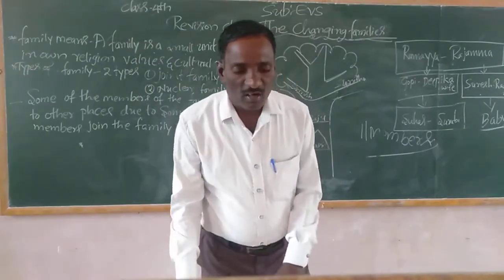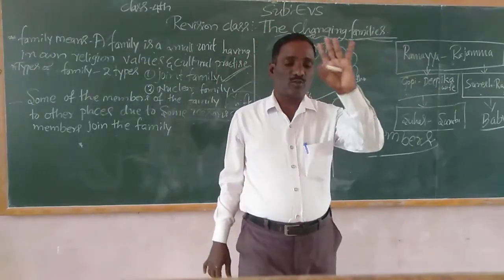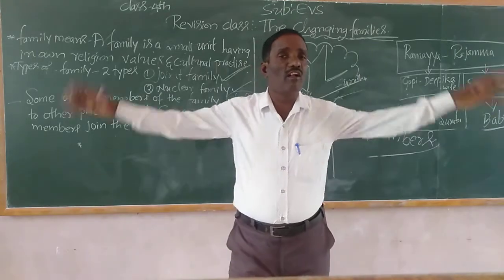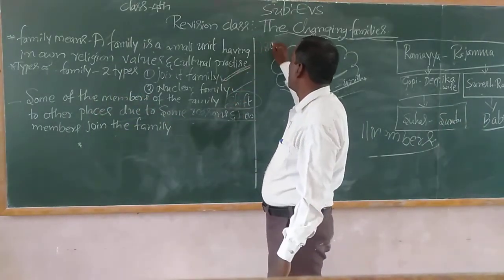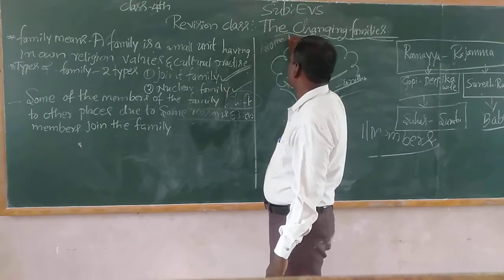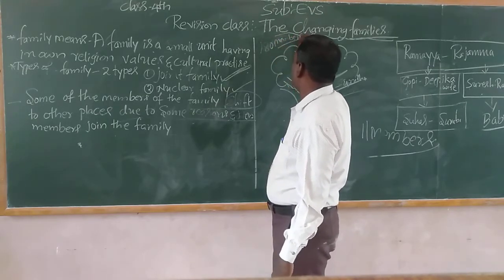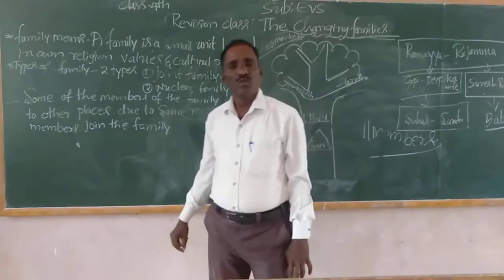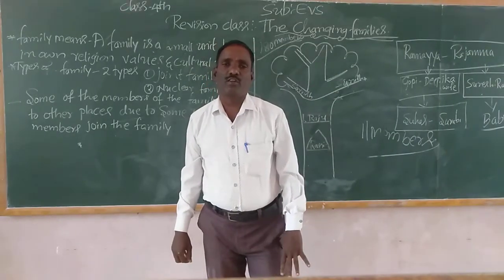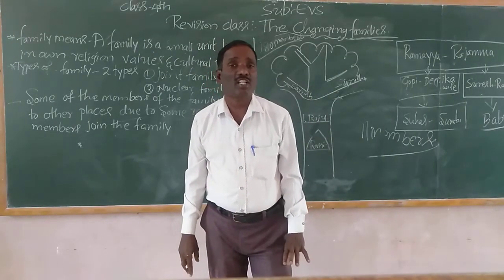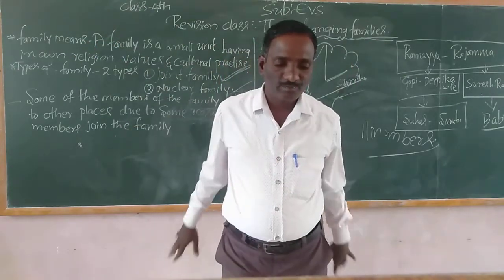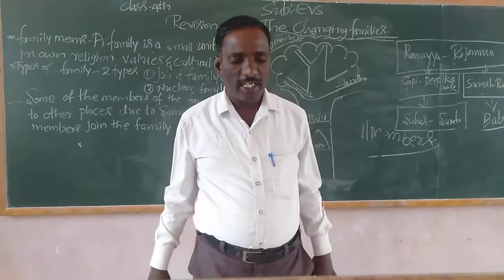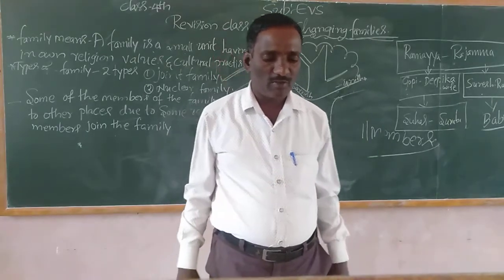Now there are 180 members in the big family. It is a big joint family. Lokuru near Dharwad, 25 km. It is a 7th generation family. It is a big family. Now, there are 180 members in this big family.